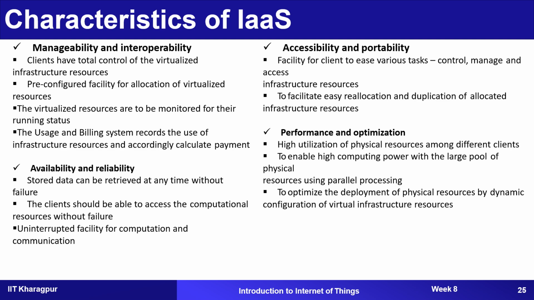Now the characteristics of infrastructure as a service. First one is manageability and interoperability. What does manageability and interoperability mean? Clients have total control of the virtualized infrastructure resources. A pre-configured facility for allocation of virtualized resources is there. The virtualized resources are to be monitored for their running status. The usage and billing system records the use of infrastructure resources and accordingly circulates payments.